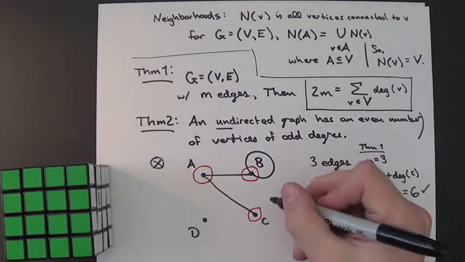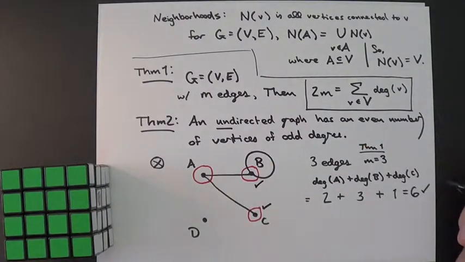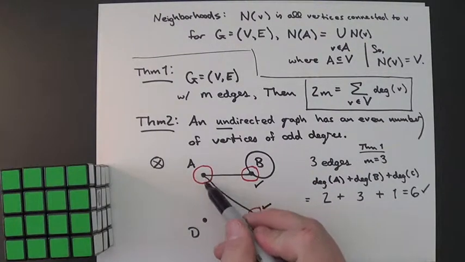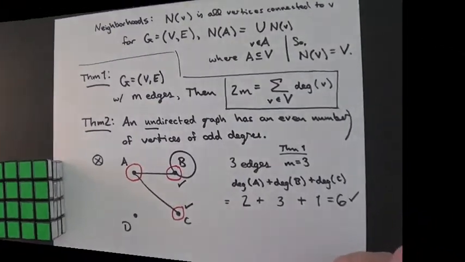Okay, odd degree vertices, that's going to be here and here. So in this case, here we've got a degree of 0, here we've got a degree of 2. So only 2 vertices of odd degree, that's an even number. So theorem 2 checks out as well.